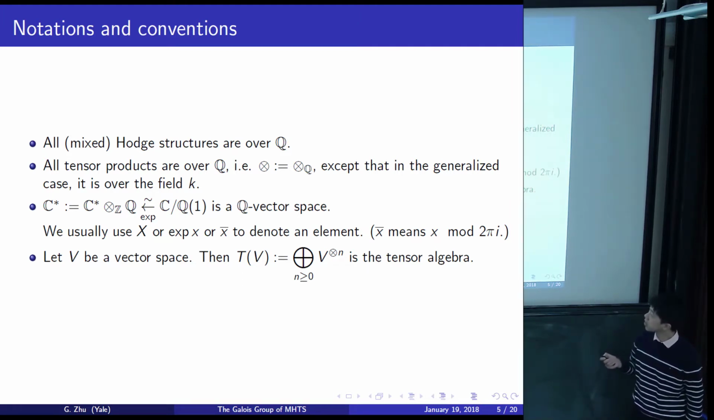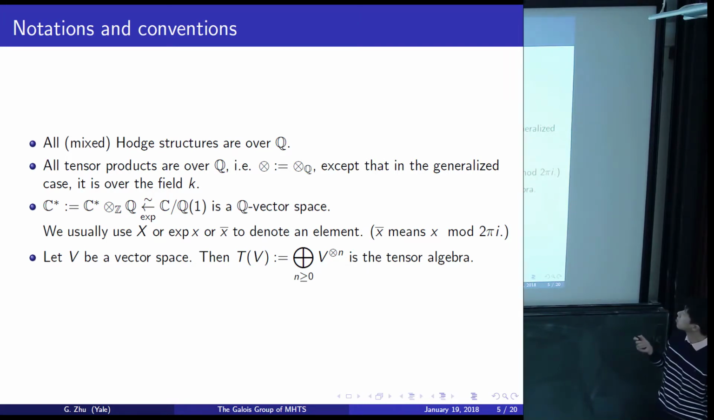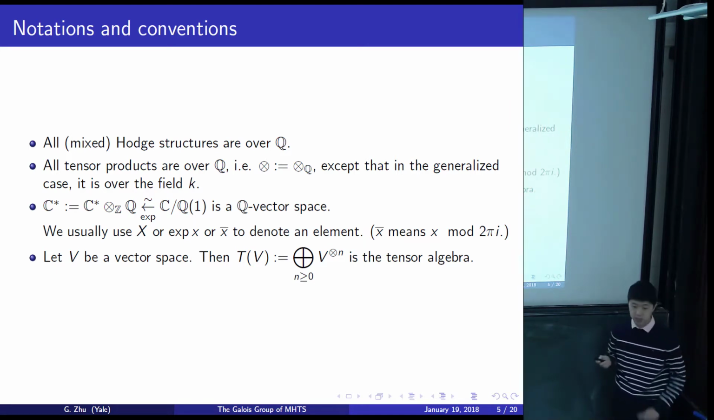We usually use a capital letter for a number here, or the exponential of a lowercase letter with a bar to denote an element here. So it means x mod 2 pi i Q. The last notation is the standard notation for tensor algebra. Those are the notations we need.